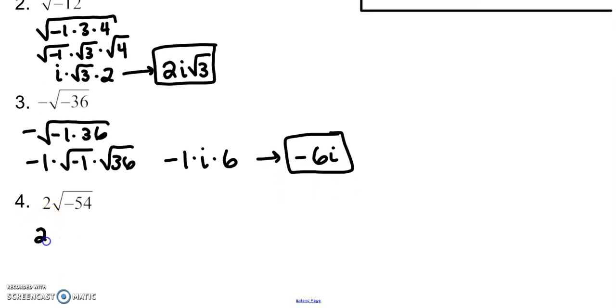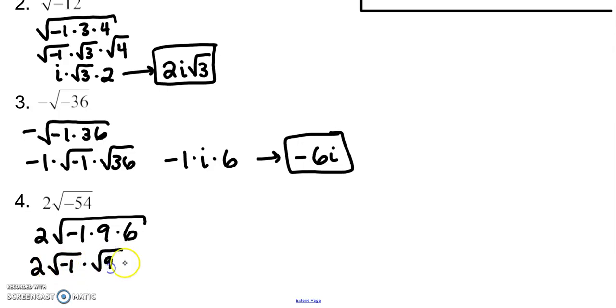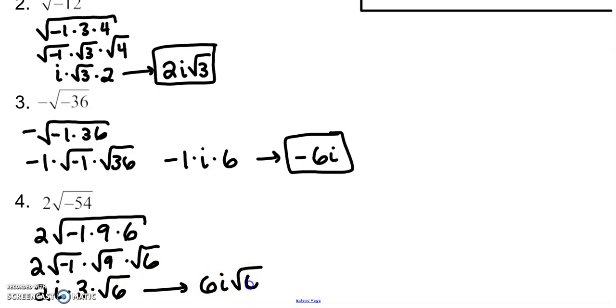Last one, 2 times the square root of -1 times, I'm going to say 9 times 6. Well, that's going to be 2 times the square root of -1 times the square root of 9 times the square root of 6. This will become 2i times 3 times the square root of 6. Putting together the things that I can, I'm just going to make that a 6i root 6. Okay, so all we're doing is breaking down our square roots, except now we're going to encounter a square root of a -1, and we just replace that part with an i.